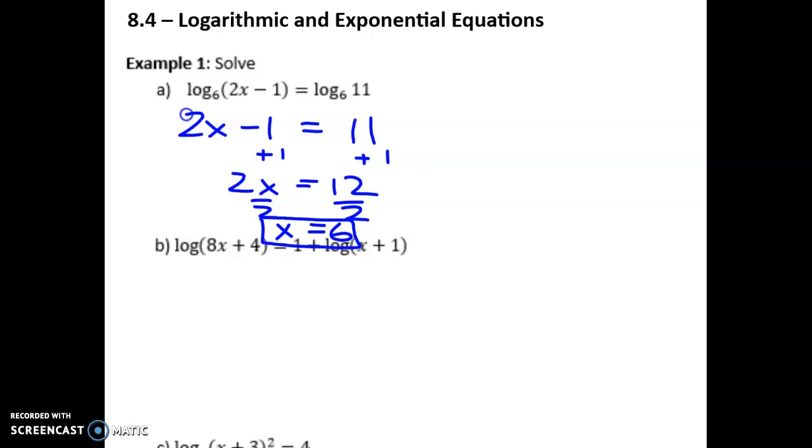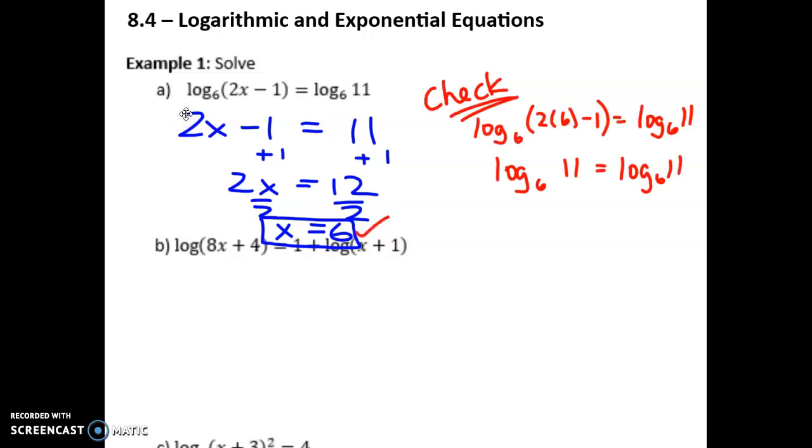Now, as with all equations, what do we need to do? Check. We need to do a check on this, because you can have extraneous roots. So we're going to have to check that 6 works. When you go through your check, you should notice that 6 does work.